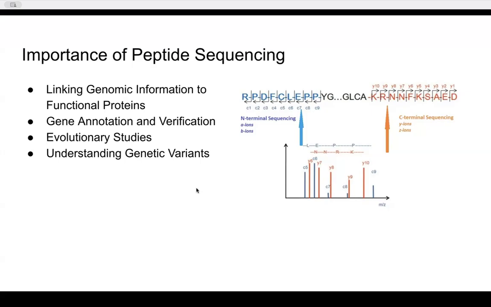Another set of studies that make use of peptide sequencing would be in terms of gene annotation and verification. So what peptide sequencing does is it validates gene predictions and it helps annotate genomes by allowing us to confirm which genes are actively expressed as proteins. So this is especially useful in genomes that are just newly sequenced, yung hindi pa masyadong alam or identified.